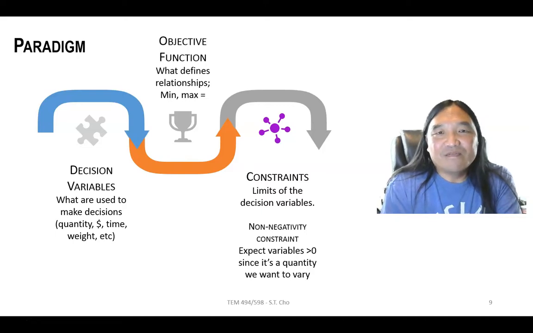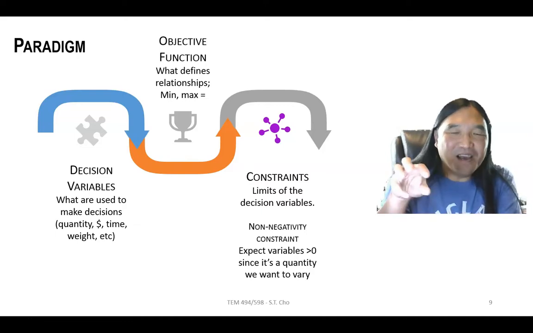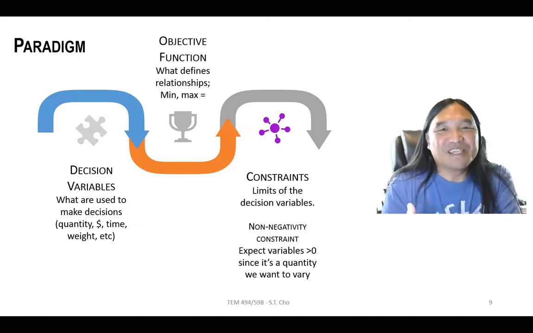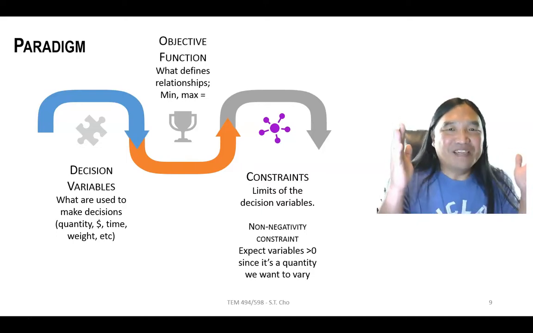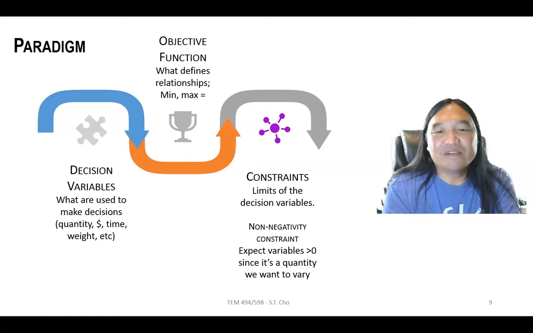The paradigm for doing these problems is, first, I have decision variables. Those are my knobs I can turn. The objective function is ultimately what it is that I want to get. And there are constraints. Variables can't be infinite, or I'm never going to solve it. So how do I pare it down?